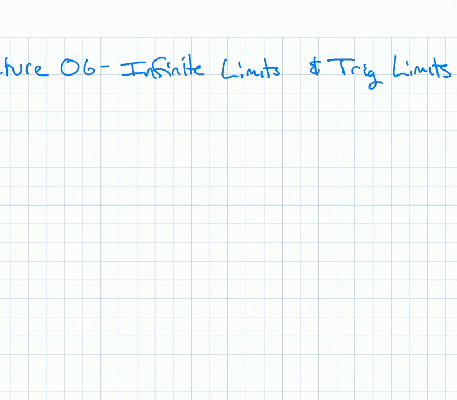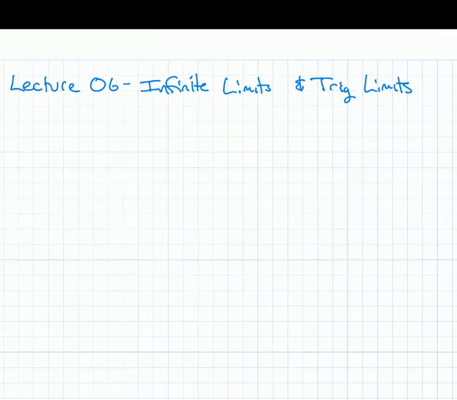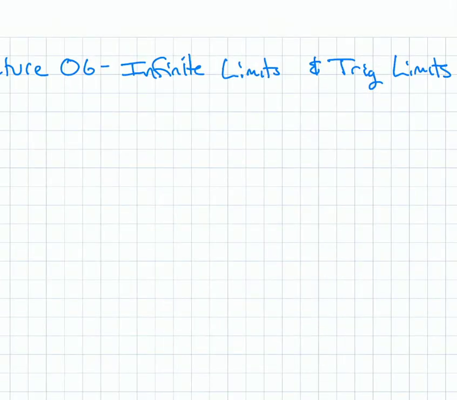You'll probably just want to have a scientific calculator handy. If not, you can use a computer. And even then, you don't really need a computer. You can do it all by hand. So let's go ahead and get started. What we're going to look at first is infinite limits.